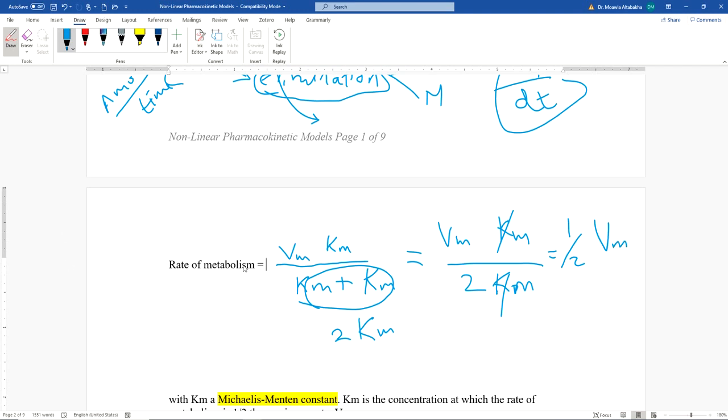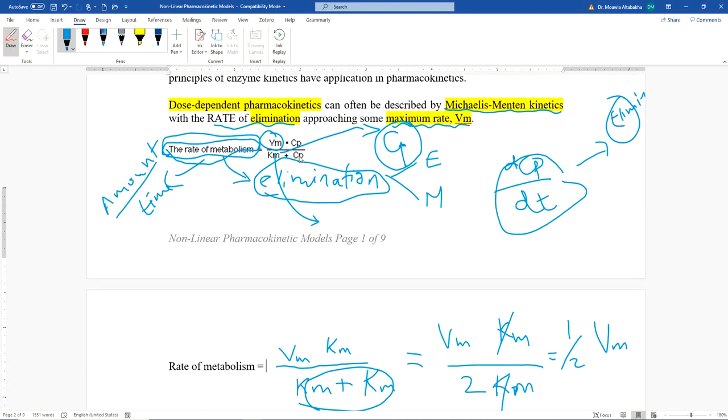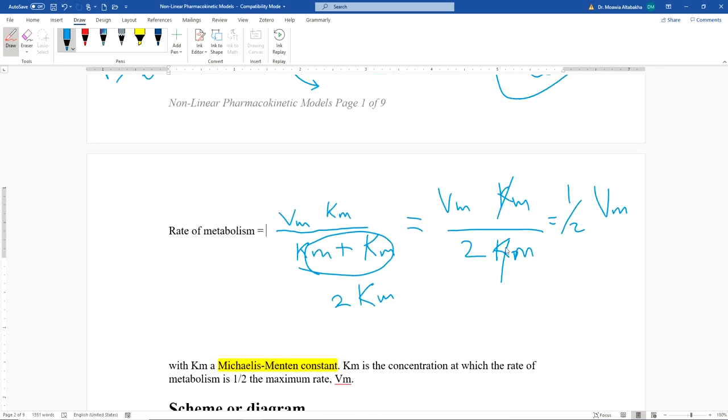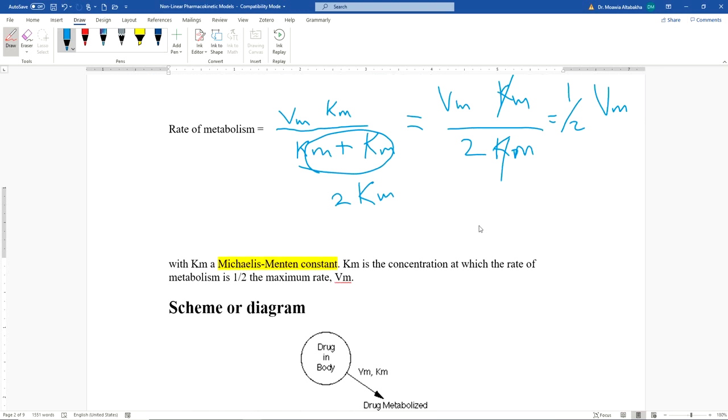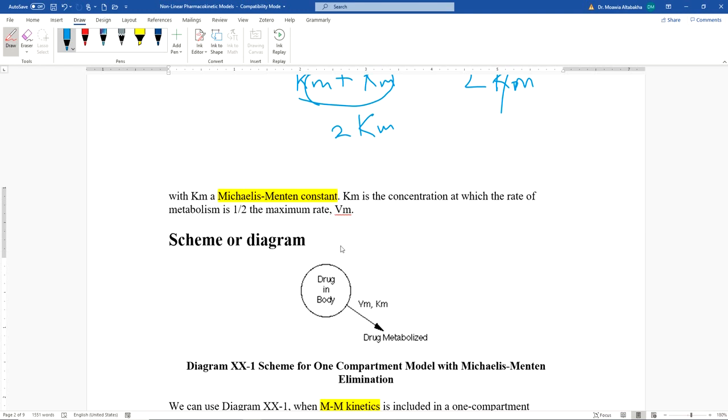Okay, so what is Km? Km is the Michaelis-Menten constant, which is a concentration, so its unit is the same as Cp, at which the rate of metabolism is half the maximum rate. Now how do we make the scheme? The scheme is that we have one compartment, and the elimination is controlled not by KEL but by Vm and Km. We will see this.